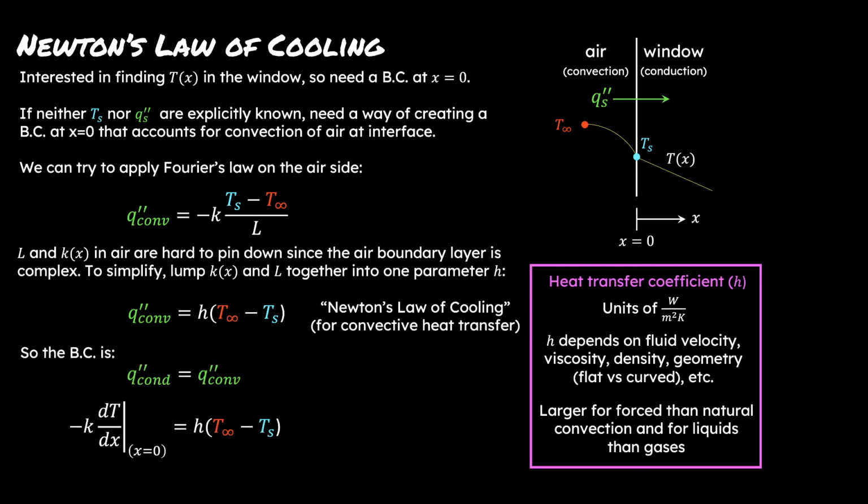So the boundary condition then is q double prime conductive equals q double prime convective, that the heat flux for conduction in the window must be equal to the heat flux for convection in the air. And this means then that we have minus k dT/dx at x equals 0, the flux due to conduction in the window, equal to h times the quantity T infinity minus T sub s. This is the heat flux from Newton's law of cooling, which describes convective heat transfer.